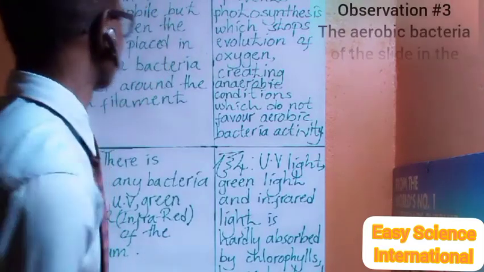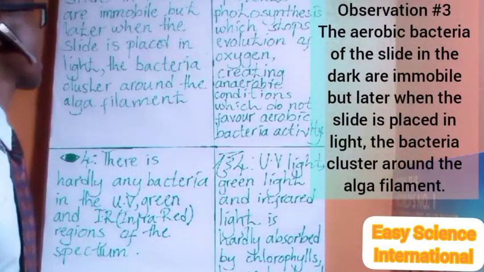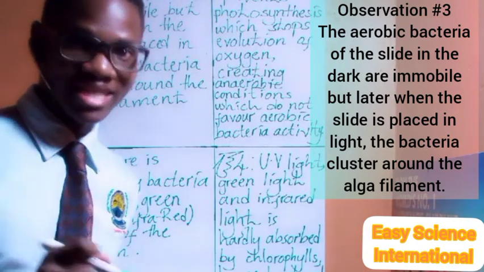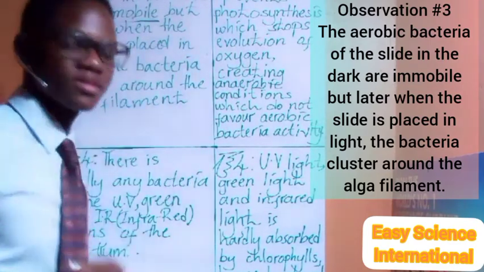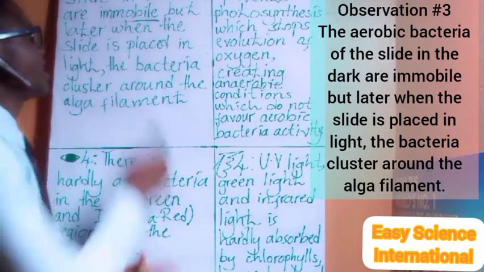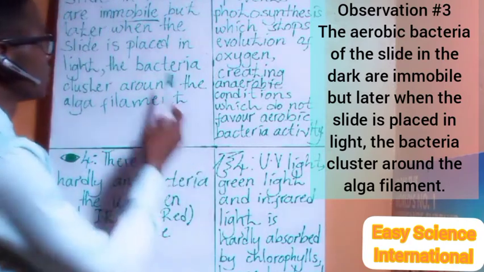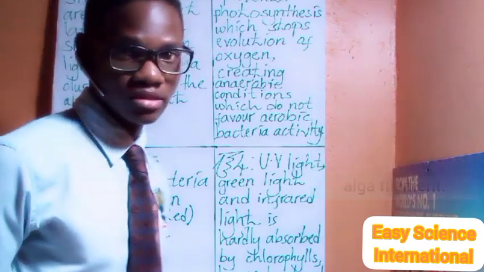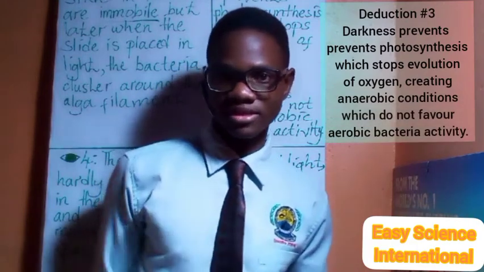Observation 3. The aerobic bacteria of the slide in the dark are immobile. Immobile meaning that they don't move. In other words, stationary. But later when the slide is placed in light, the bacteria cluster around the algal filaments. Deduction. What do we deduce from this observation?